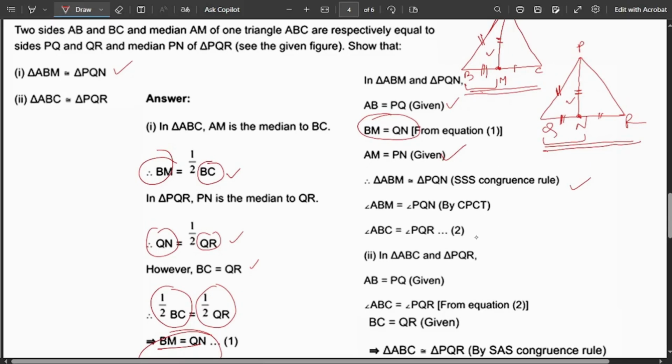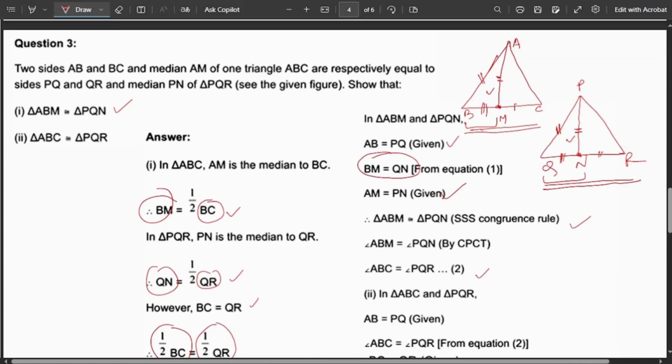Okay. Now we have to prove ABC and PQR are congruent. Since these two triangles are congruent, that means angle B is equal to angle Q, by CPCT. Okay, actually we use this to prove the second part.